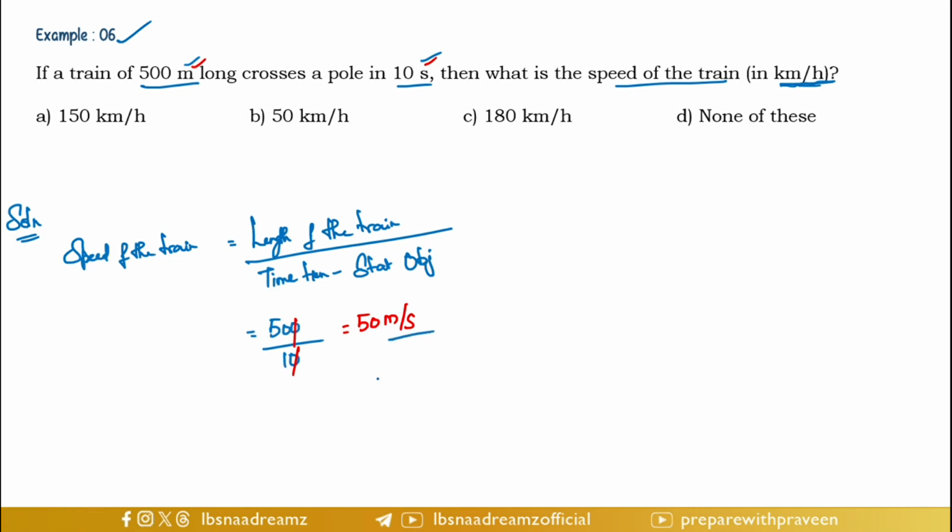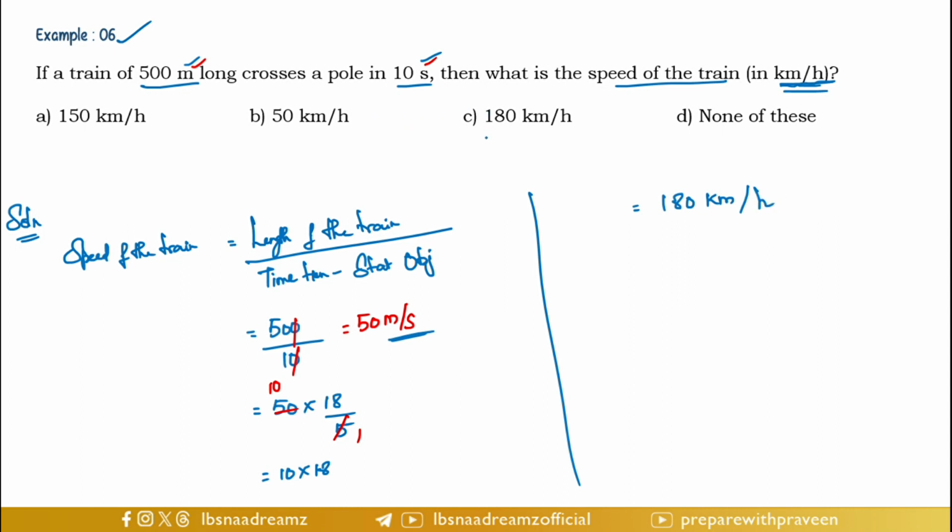Now we have to convert meter per second into kilometer per hour. So what we have seen, to convert meter per second to kilometer per hour, you have to multiply the speed by 18 by 5. So 1 5 is 5, 10 5s are 50, which is equal to 10 into 18, that is 180 kilometer per hour. So option C is the right answer. Yes, option C is the right answer.